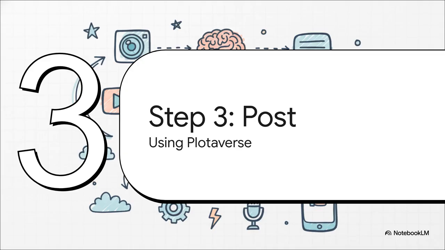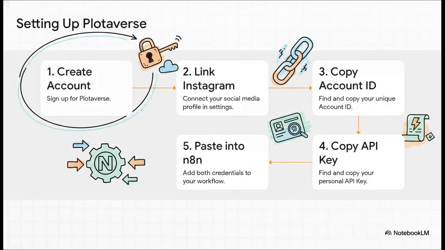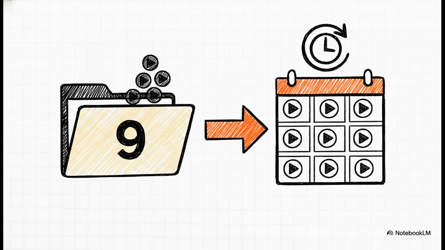Which brings us to the final piece of this amazing puzzle, getting your content out into the world. This is where Plotaverse takes the baton, handling all the scheduling and posting to your social accounts completely on autopilot. The setup inside Plotaverse is incredibly simple. You just create an account, securely link up your Instagram profile, and then find the 2 little credentials that N8N needs to do its job, your account ID and your API key. You just copy those, paste them back into your N8N workflow, and that's it.